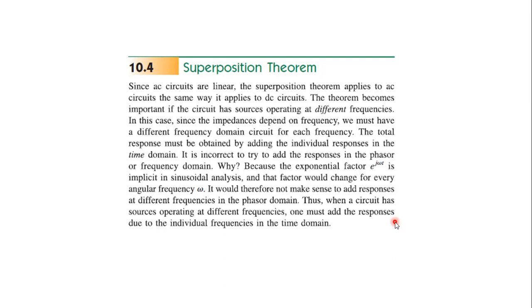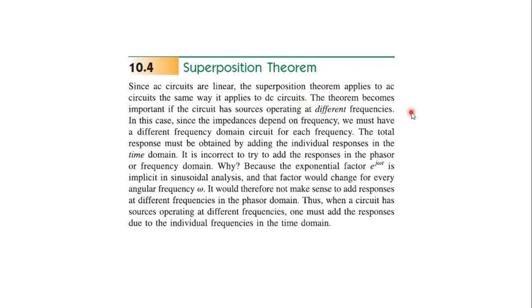In case of AC circuits, we know that AC circuits operate at different frequencies. We have a term called omega. Depending upon the value of omega, the value of the voltage source varies. Now, this theorem applies when we have more than one source connected in the circuit. Let us say we have one voltage source and one current source connected in a circuit. So here we have two sources connected in the circuit.